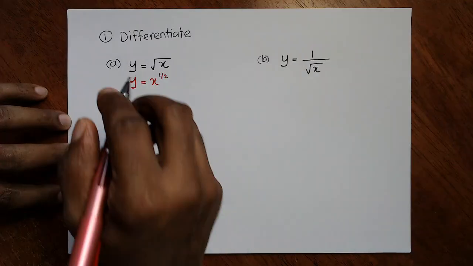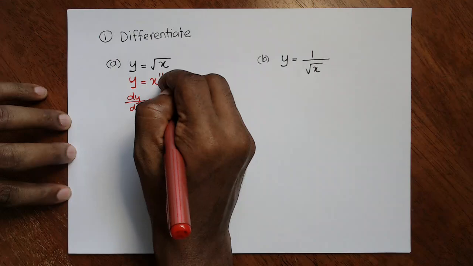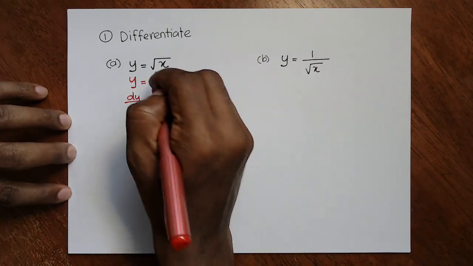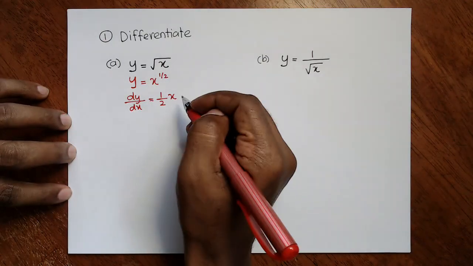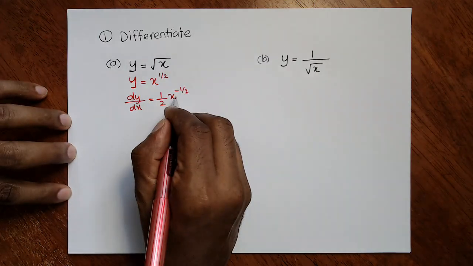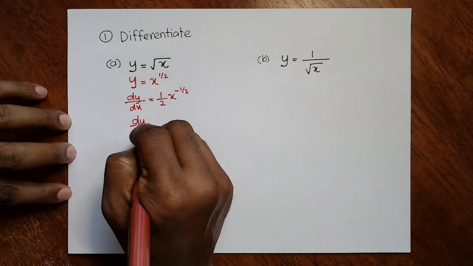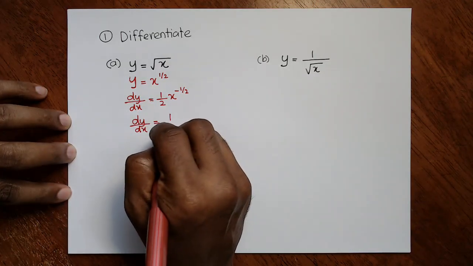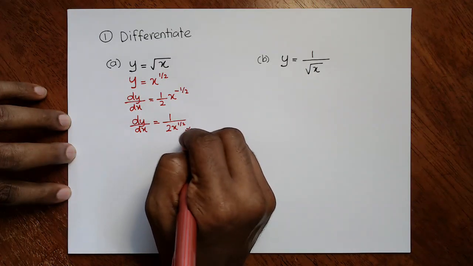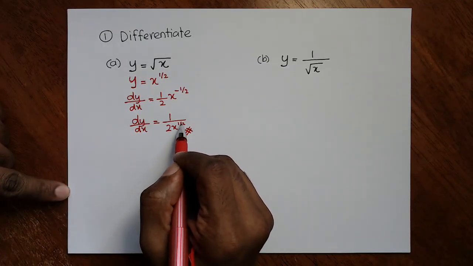So dy/dx will be, bring the 1 over 2 in front, 1 over 2 x to the power of 1 over 2 minus 1. 1 over 2 minus 1 is negative 1 over 2. So we can bring that down because the power is negative. dy/dx becomes 1 over 2x to the power of half. That's the answer. You can leave it like that. Of course, you can also change this into the surd form, but you don't have to. This is good enough, right?